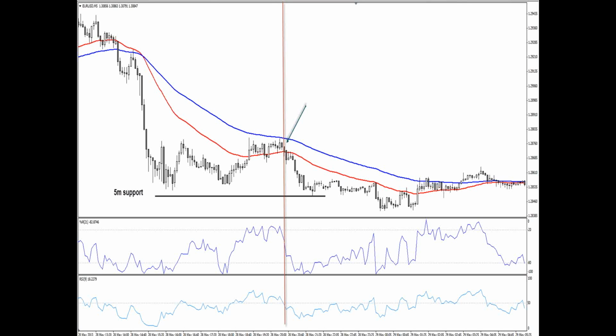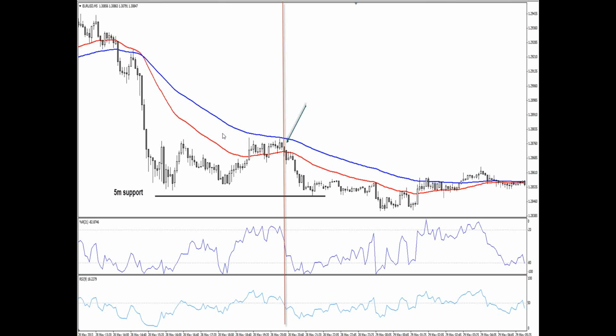Then we wait for a pullback. You see there is a pullback. Price has touched the red and the blue level. Then we can see that Williams percent range went above -20 but closed below -20. It should not be very close to -80. So this is the red line where all indicators confirm the movement.